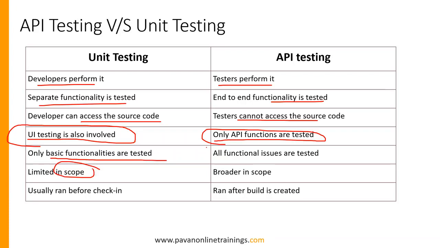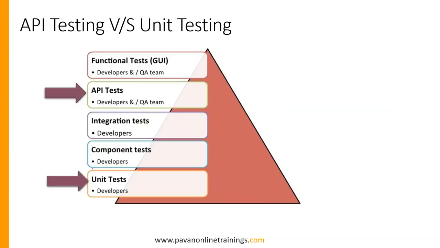So unit testing is done by the developers, API testing is done by the testers. In unit testing, they test the code, but in API testing, we don't test the code. We test the functionality of the API, request and response. Okay, now let's move on to API testing versus unit testing.